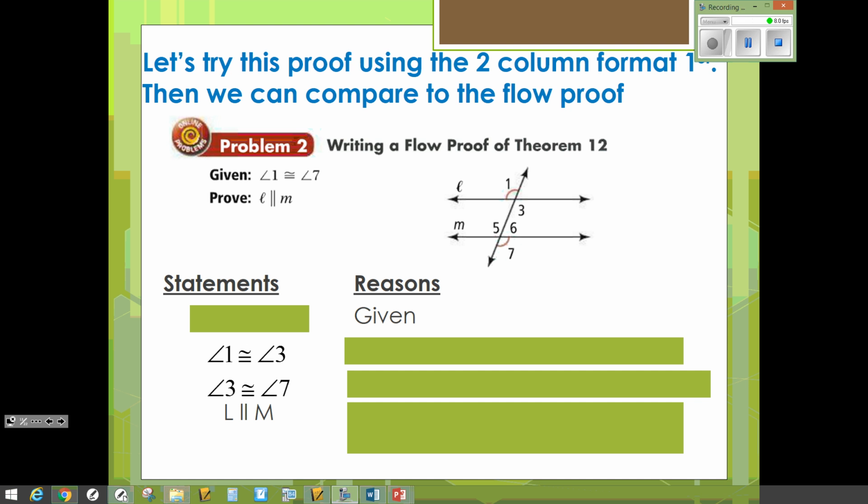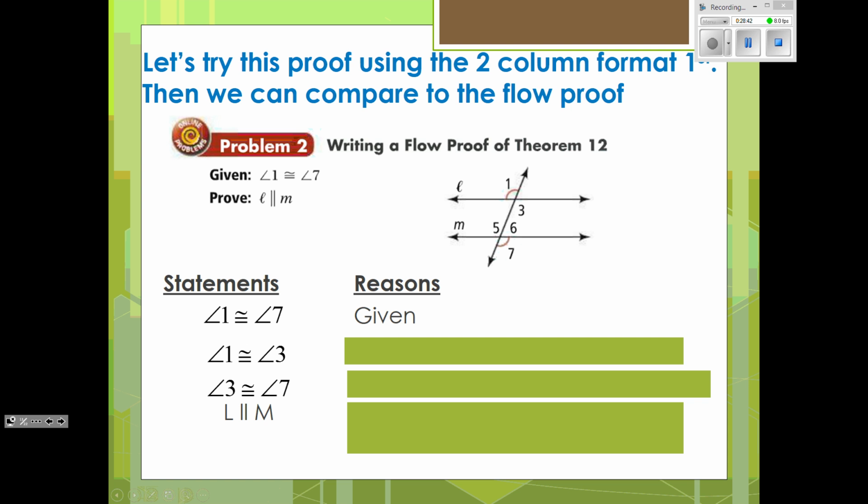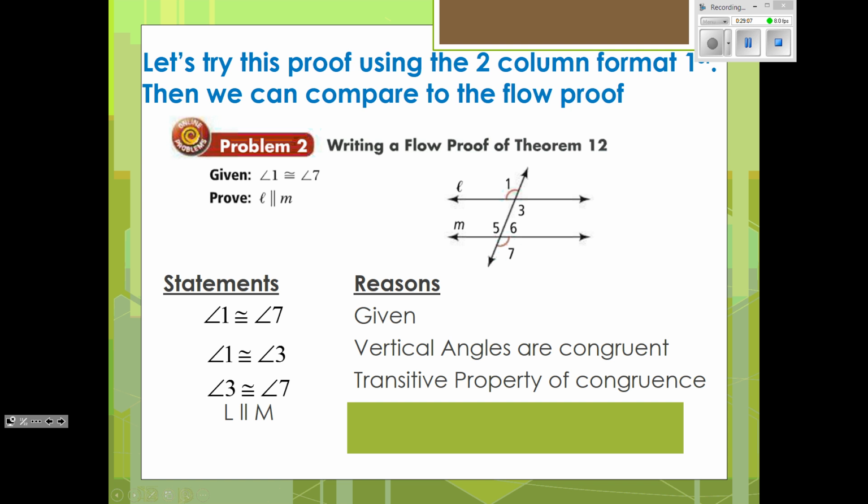Done, so let's check this out and see what we get here. Okay, our first statement should be angle 1 is congruent to angle 7. That's our given statement. Our reason for it is given. Okay, class, how do we know angle 1 is congruent to angle 3? Angle 1 is congruent to angle 3 because they are vertical angles. Okay, how do we know angle 3 is congruent to angle 7? Transitive property of congruence. And then by saying that angle 3 is congruent to angle 7, which converse will we use to prove that the lines are parallel? We will use the converse of corresponding angles.